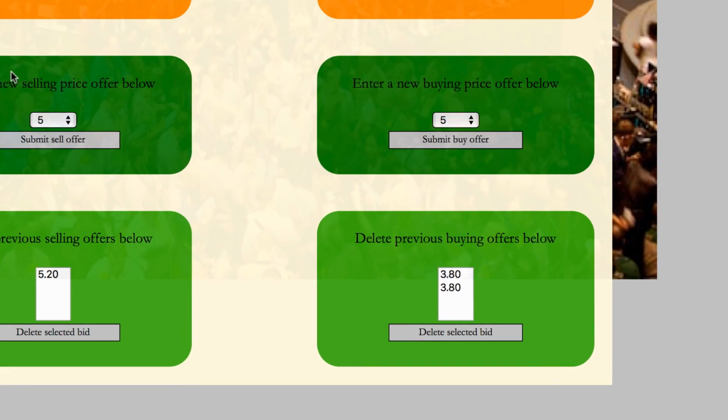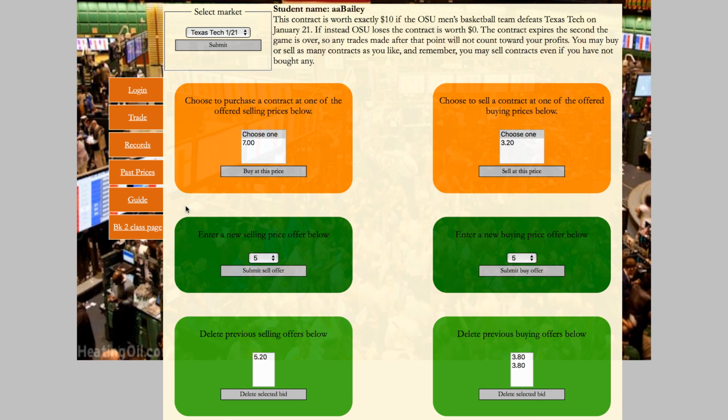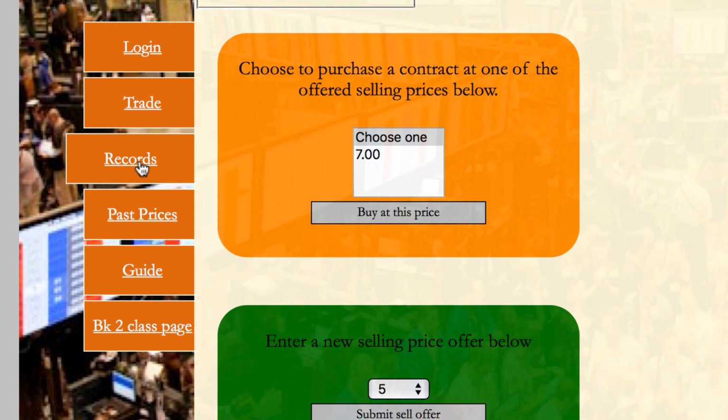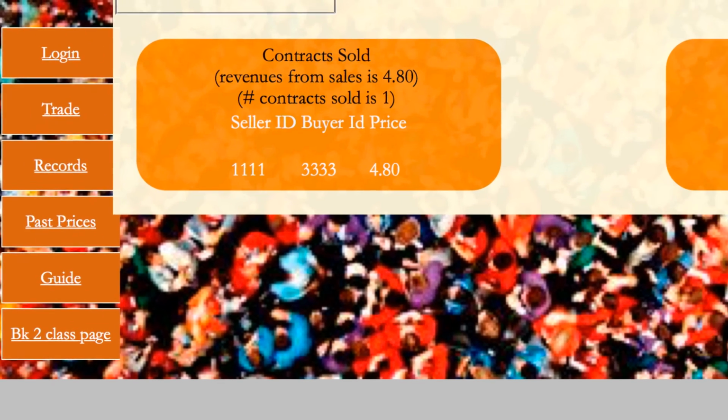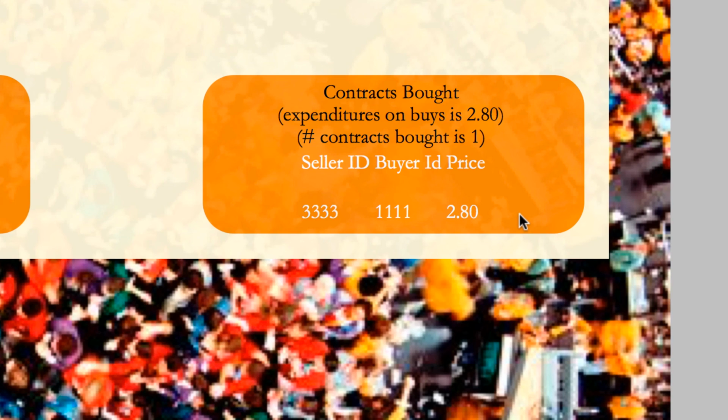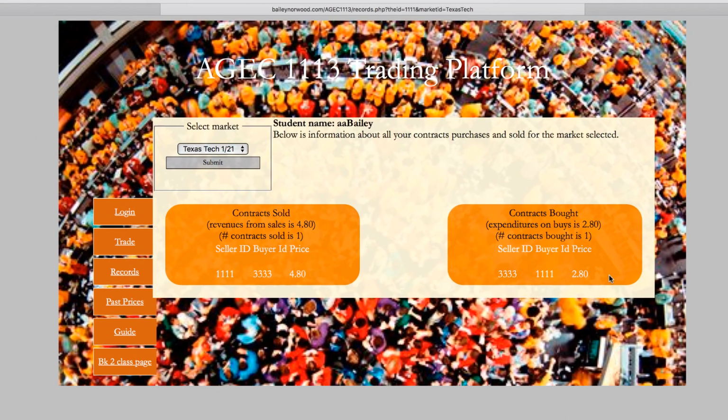Now, this thing will keep track of what transactions you made. You can come over here to records and notice this shows that I have sold one contract at $4.80 and I have bought one contract for $2.80. That's how you trade. It's going to take some thinking on your part. It's going to take some experimentation. Sometimes you'll be right, sometimes you'll be wrong. Just do your best and let us know if you have any questions.